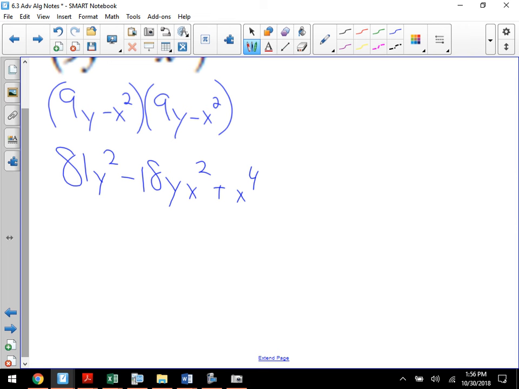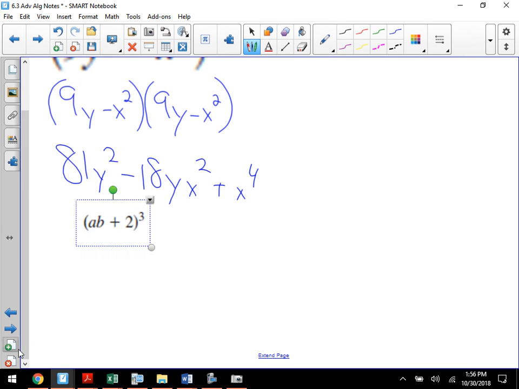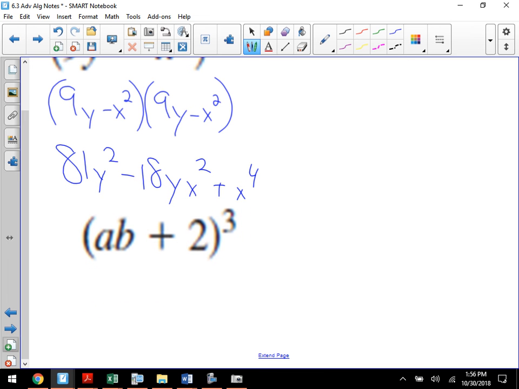Same thing goes for anytime you have junk cubed, just write it out 3 times. Okay? You don't need to follow the special patterns. It's not the end of the world. If you have something like that, again, write it out 3 times.